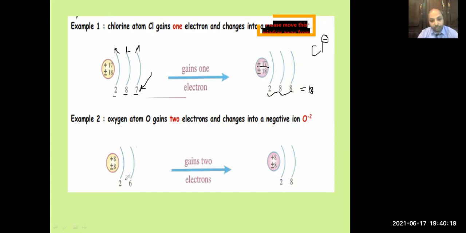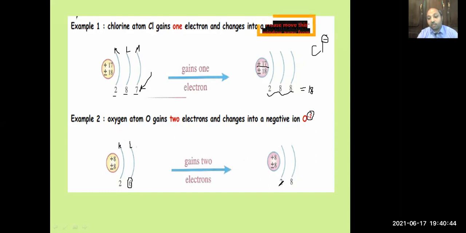Oxygen atom. Here is the electronic configuration of the oxygen atom: 2, 6. So the outermost energy level has 6 electrons. So the oxygen atom tends to gain 2 electrons and changes into a negative ion, carrying 2 negative charges.